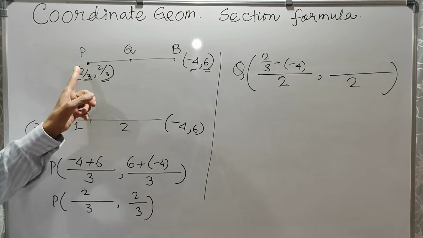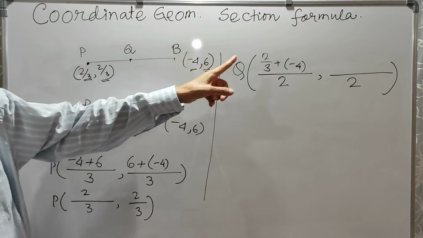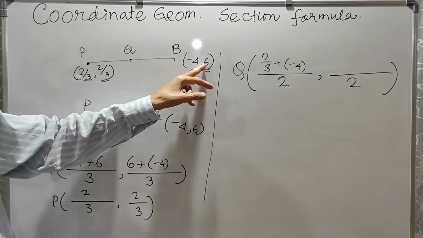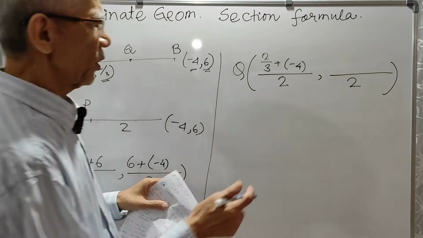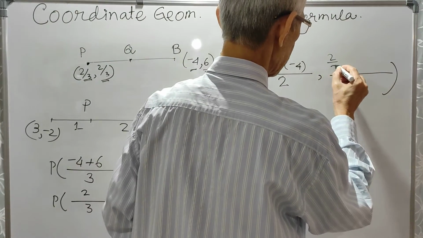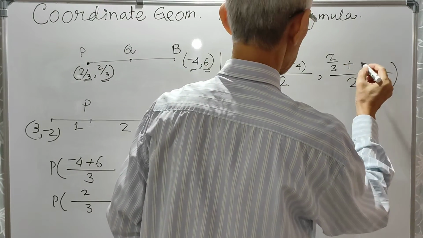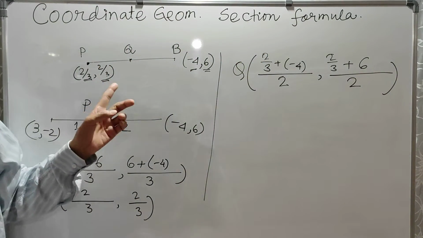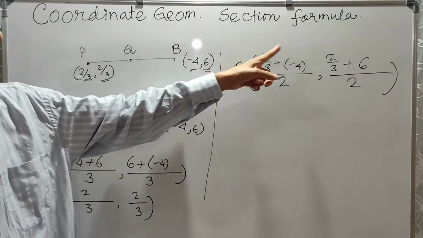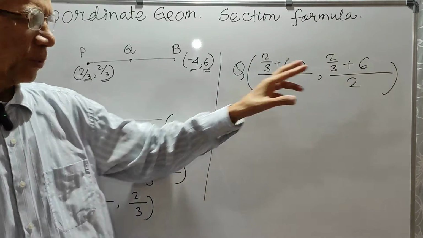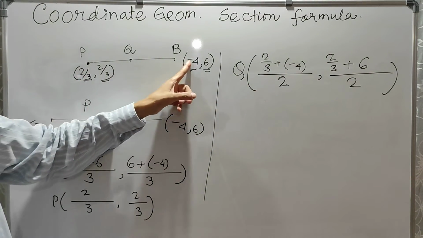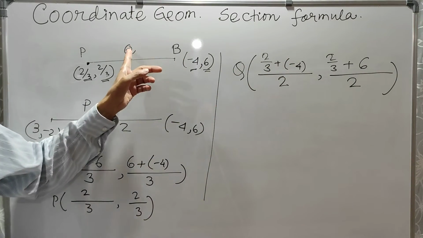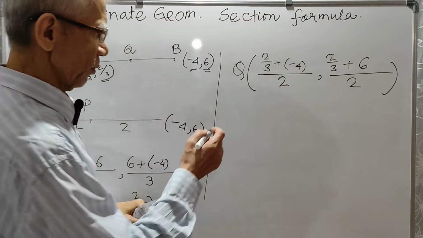X1 plus X2, 2 by 3 plus minus 4, by 2. Then for the Y coordinate, Y1 plus Y2 by 2. So Y1 is 2 by 3, 2 by 3 plus 6 by 2. So using the midpoint formula, X1 plus X2 by 2, Y1 plus Y2 by 2, that is how we are going to find Q.